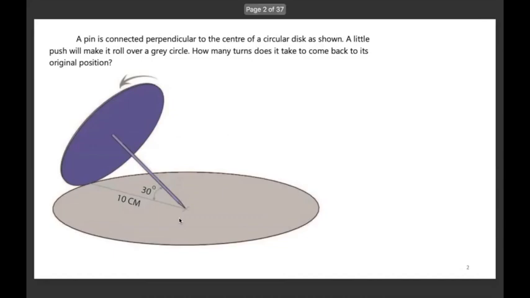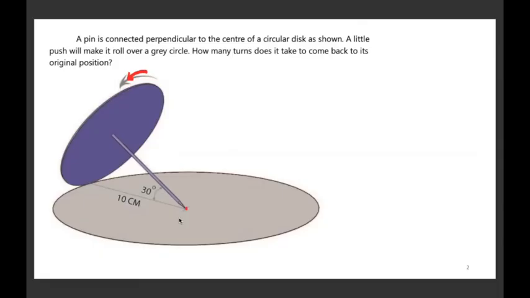This is the first question. A pin is connected perpendicularly to the center of a circular disc as shown. A push will make it roll like this. The arrow is given here. A little push will make it roll on a gray circle, which is given at the bottom. How many turns does it take to come back to its original position?